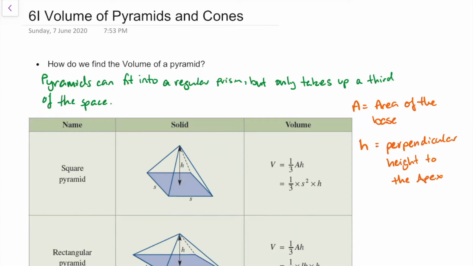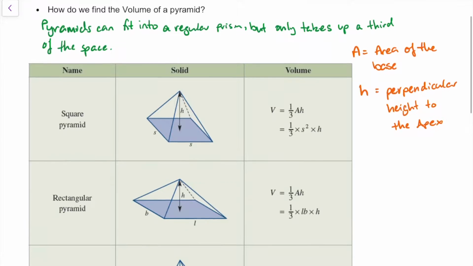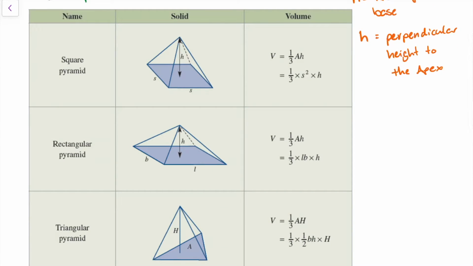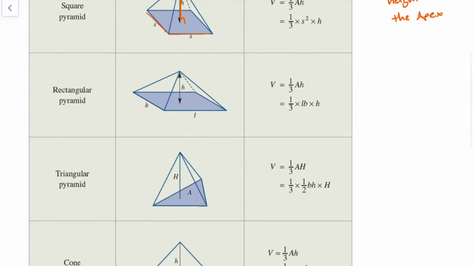Now in my table here I have some examples. I have the square pyramid. You can see there we have the square base at the bottom. They are both the same size. We have our perpendicular height. Rectangular pyramids work pretty much the same way, except now we have B and L, or B and H, however you want to put it in your formula. We have the triangular pyramid, which works exactly the same way. So we have a third of the half BH there times the big H for the whole thing.